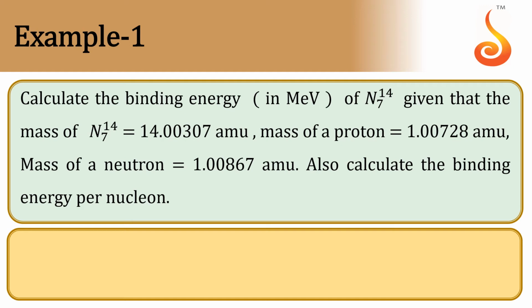Example 1. Calculate the binding energy in mega electron volt of nitrogen-14 (N-14, atomic number 7), given that the mass of nitrogen-14 is equal to 14.00307 atomic mass unit. Mass of proton is equal to 1.00728 atomic mass unit. Mass of neutron is equal to 1.00867 atomic mass unit. Also calculate the binding energy per nucleon.